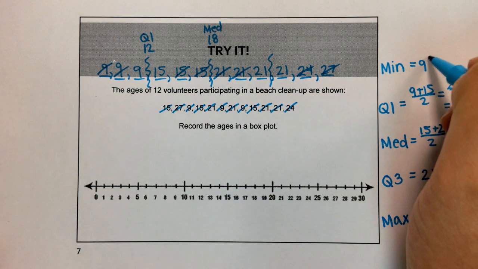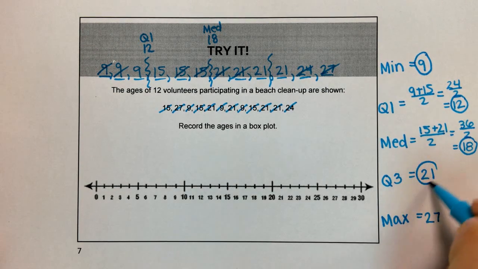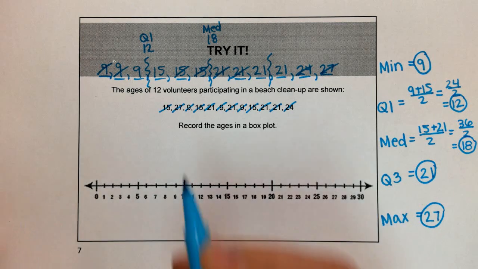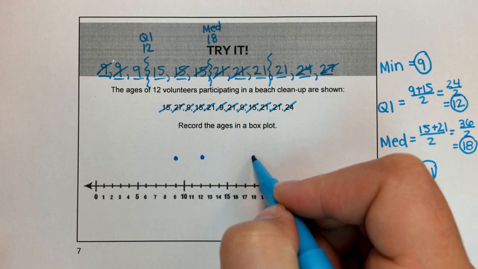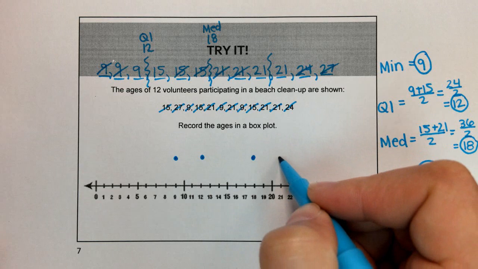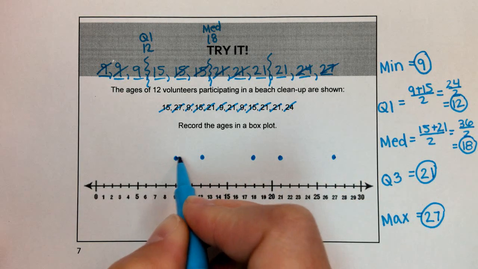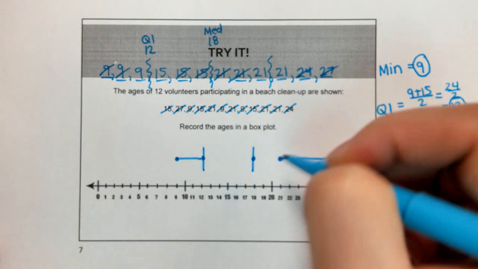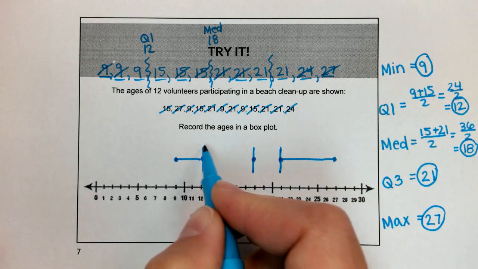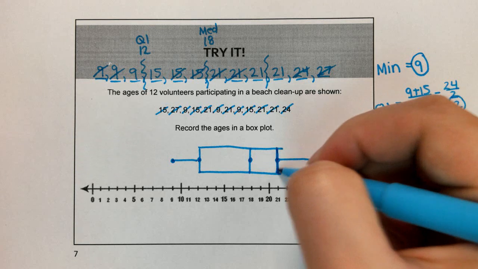Okay? So now I'm going to put dots above 9, 12, 18, 21, and 27. So 9, 12, 18, 21, and 27. Whiskers, first 2 dots, last 2 dots. Vertical lines on the other 3 dots in the middle. Connect the tops, connect the bottoms. And that is what your box plot would look like.